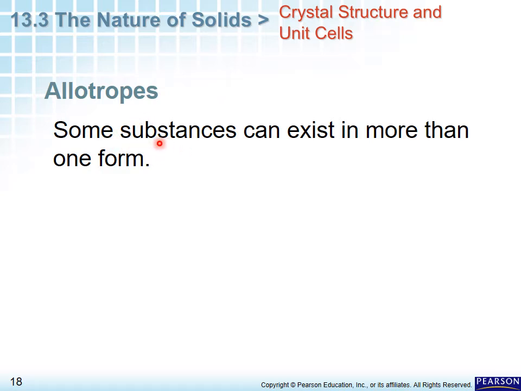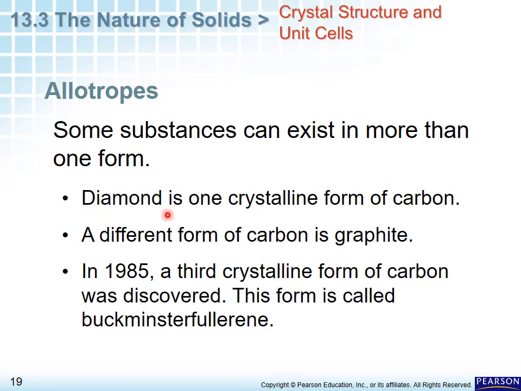Now allotropes. Some substances can exist in more than one form. These are called allotropes. Diamond is one crystalline form of carbon. A different form of carbon is graphite as well. So graphite, diamond, and carbon all together are called allotropes of each other. Okay. So in 1985, a third crystalline form of carbon was discovered. This form is called Buckminsterfullerene.